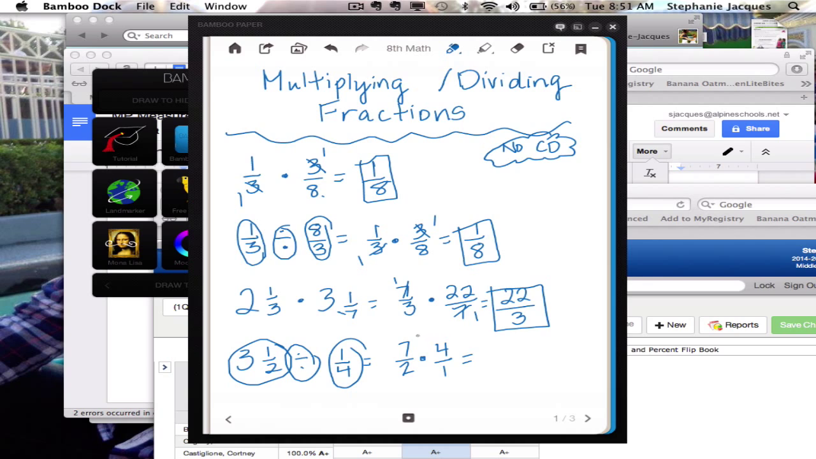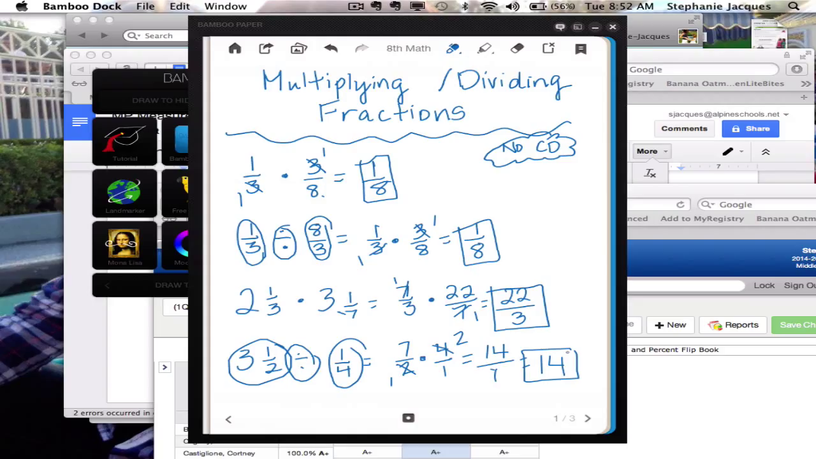Now I look at my multiplication problem. Diagonally, I can do 2 goes into 2 once, and 2 goes into 4 twice. 7 times 2 is 14. And 1 times 1 is 1. And this is a whole number because 14/1 is 14.